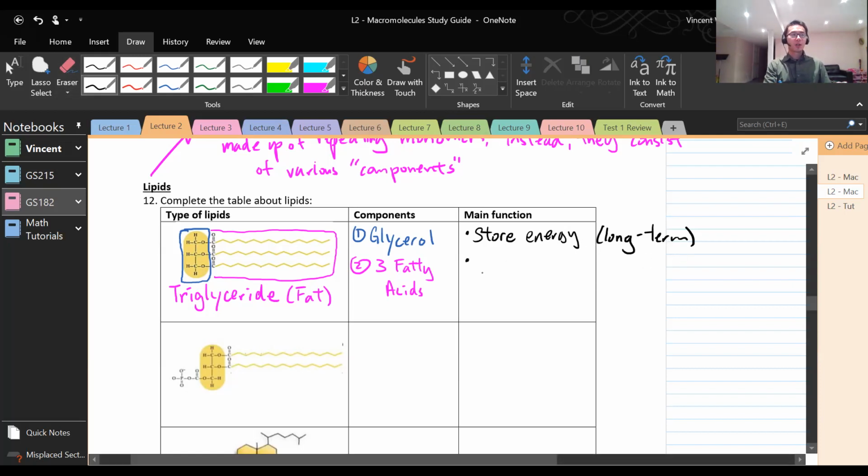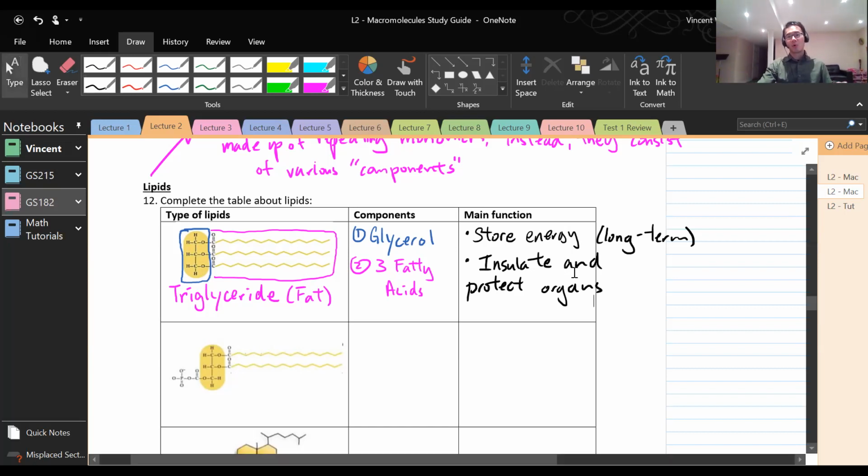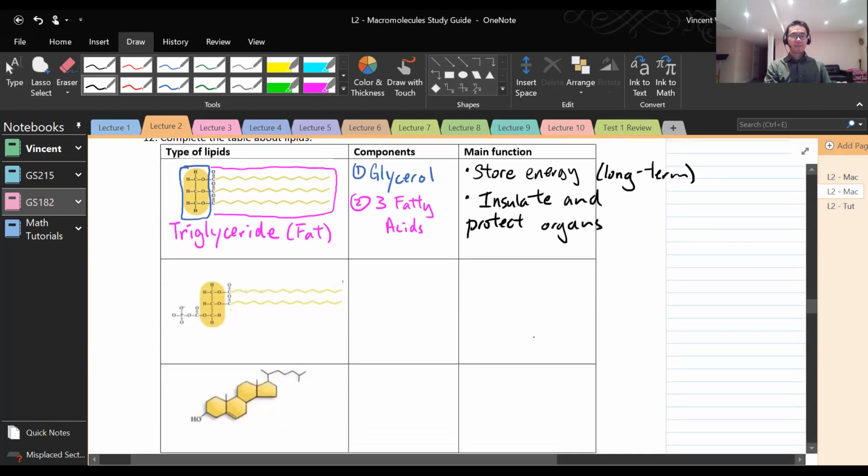energy storage. Okay, we also need a little bit of fat to be healthy, because they do insulation. Insulate and protect organs. You might have a little bit of fat around your heart, around your kidneys, your major organs. So when it's like minus 33 degrees outside, your organs are going to be nice and warm because of the fat insulation. Okay, so there you have it, triglyceride, fat.